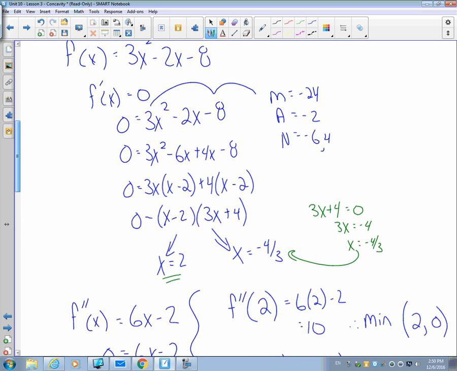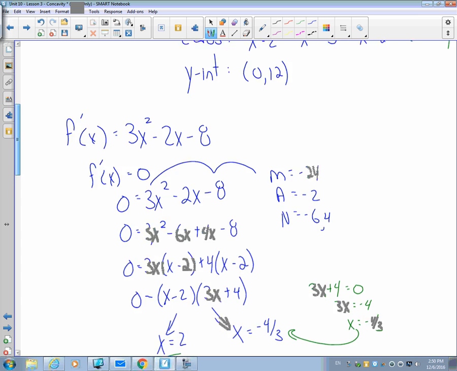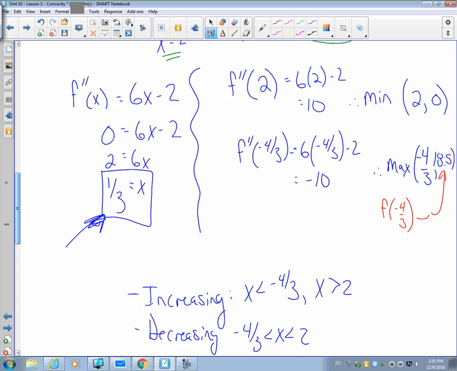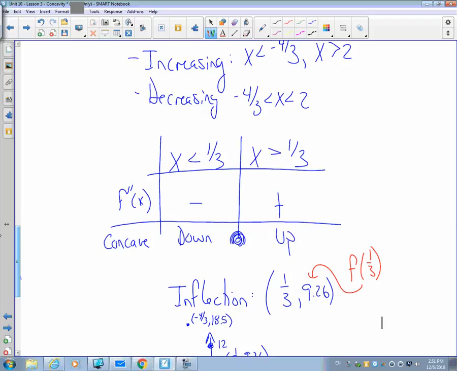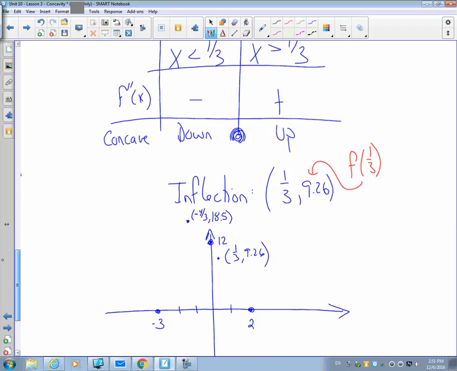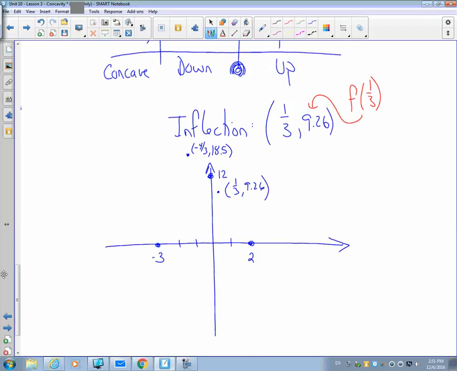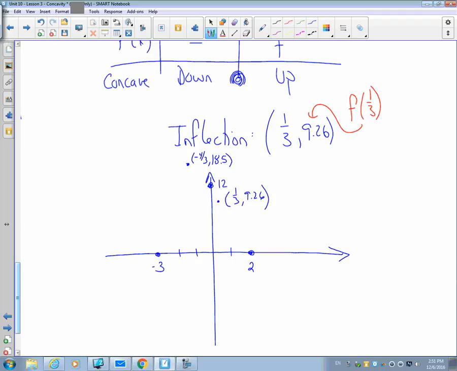We've got our y-intercept done. We did all that stuff up there. Okay, we'll go down a little bit further. We know it's increasing until it gets to -4/3, decreasing afterwards. So all we really need to do now is draw our graph, right?